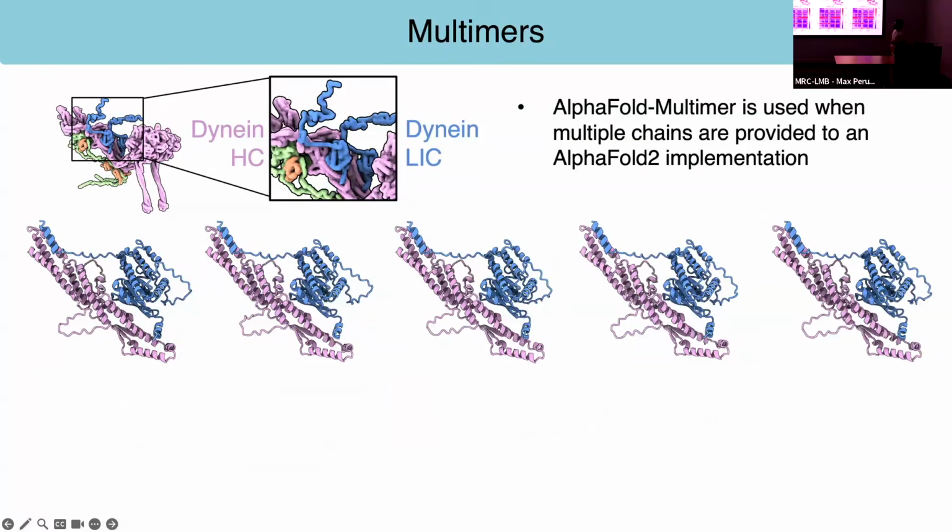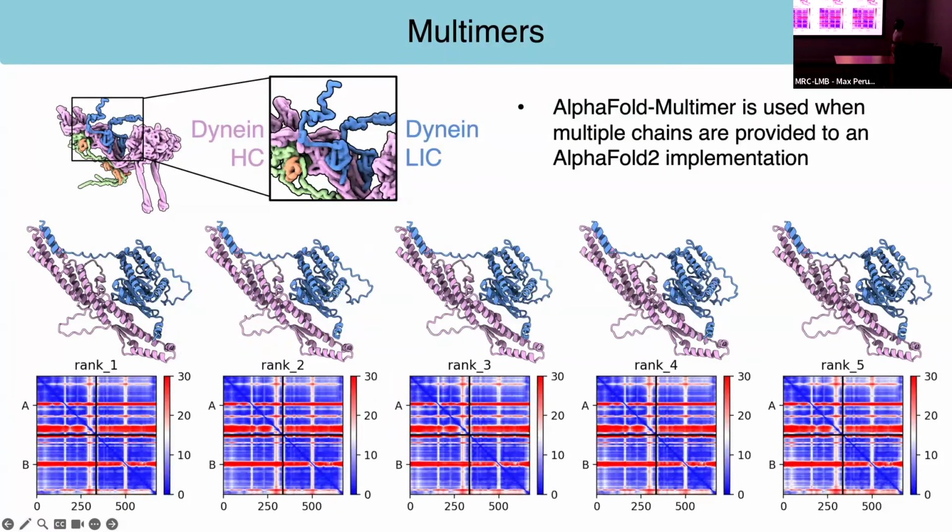And with multimers, the outputs are the same. You have a pLDDT, and the PAE plot is really what's important for multimeric predictions, because typically what you're interested in is: is this protein interacting with this protein? So what you're asking about is whether the PAE is low in regions where the proteins are interacting.